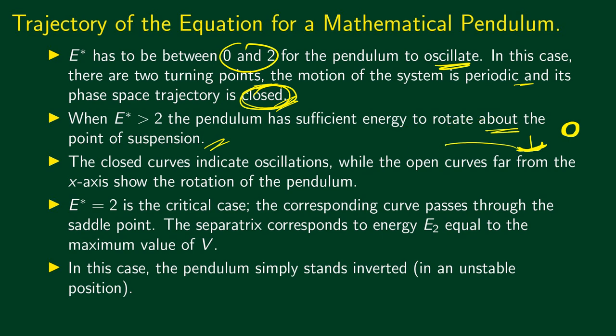For E star equal to 2, the critical case, the corresponding curve passes through the saddle point. The separatrix corresponds to energy E2 equal to the maximum value of V. Potential energy at the maximum value is exactly equal to E2. That's the case where the system will be along the separatrix. In this case, the pendulum simply stands inverted in an unstable position.